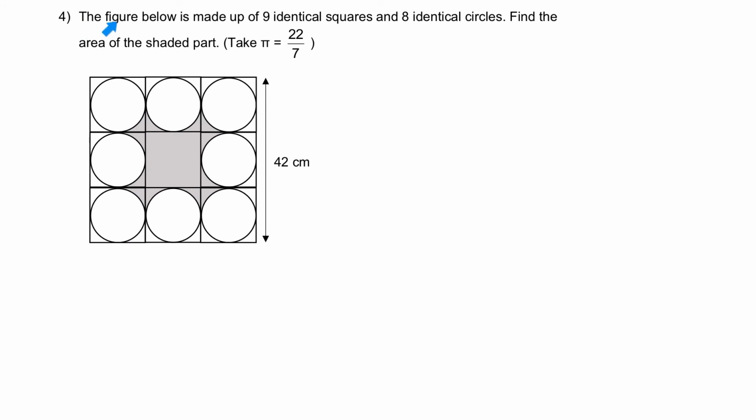Question 4. The figure below is made up of 9 identical squares and 8 identical circles. Okay, so you can count it on your own. Find the area of the shaded part. Take pi to be 22 over 7. They have listed here that the length of the square is 42 cm, which is 3 diameters. Hence, we can see that one diameter is 14, isn't it? Which means the radius is 7. Alright, so let's proceed.